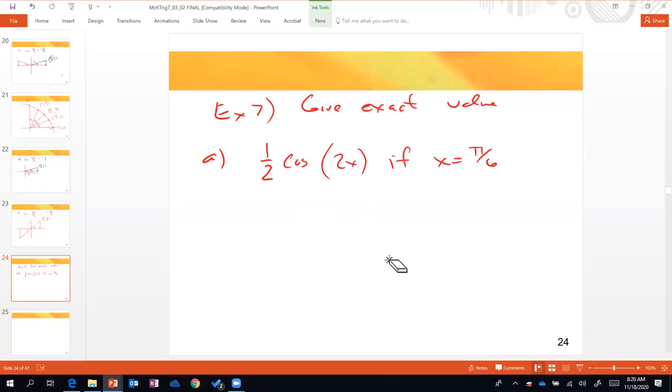All right, some algebra here. So we'll go with cosine. We've got 2 times pi over 6. Oh no, hold on, this is supposed to be without a calculator. No calculator on this one. So let's see, 2 times pi over 6, I believe that reduces down to 1 over 3, is that right? Okay, so I've got 1/2 times cosine of pi over 3.